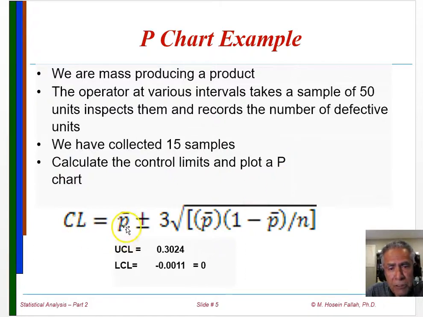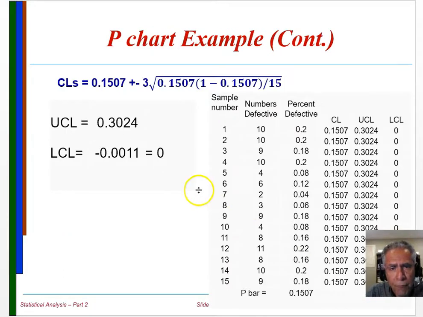So the control limits now are P average plus or minus 3 standard deviations. And for this proportion defective, for number of defective per sample, the upper control limit is 0.3024, and the lower control limit is 0. Let's look at the data here.